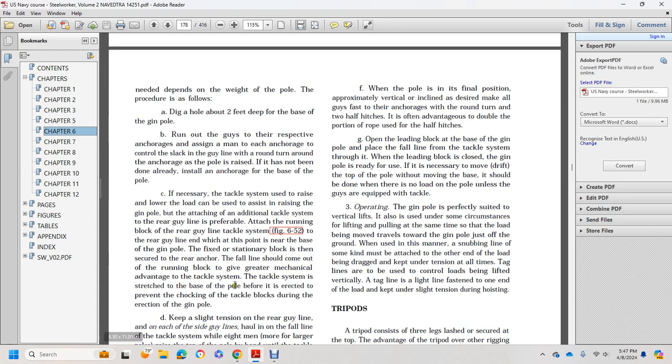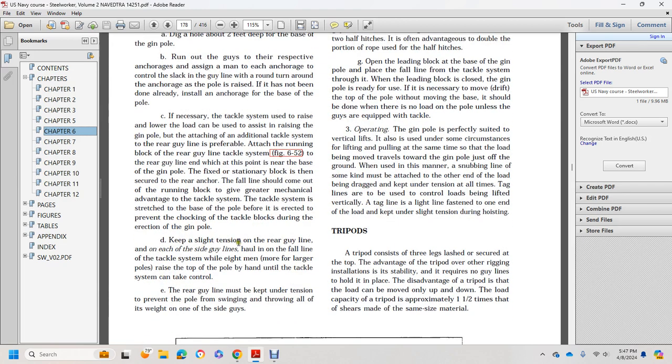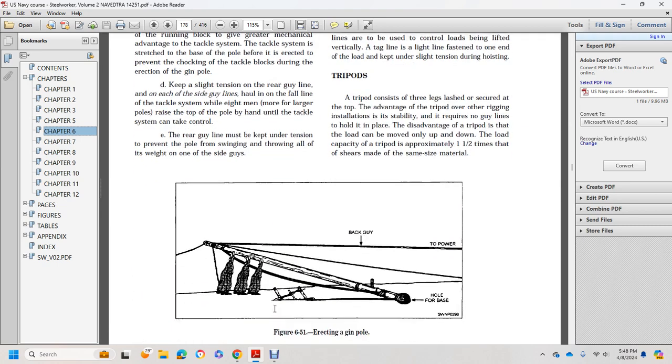The tackle system is stretched to the base of the pole before it is erected, to prevent the choking of the tackle blocks during the erection of the gin pole. Keep slight tension from the rear guideline on each side of the guideline, and hold the fall line over the tackle system with 8 men. For a larger pole, raise the top of the pole by hand until the tackle system can take control. The rear guideline must be kept under tension to prevent the pole from swinging and throwing all the weight on one side of the guys. So this shows erecting a gin pole, showing the back guy, the power, and the hold for the base.